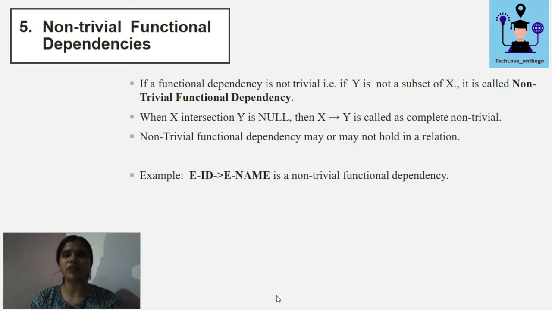So let's move to non-trivial functional dependencies. Non-trivial functional dependencies are those where we get to know something new. If a functional dependency is not trivial, that is, y is not a subset of x, then those functional dependencies are non-trivial functional dependencies. The other type can be completely non-trivial functional dependencies, where if I take the intersection of x and y, then that comes out as null. That means there is nothing common, then I get to know everything new. So these types of functional dependencies are known as non-trivial functional dependencies.